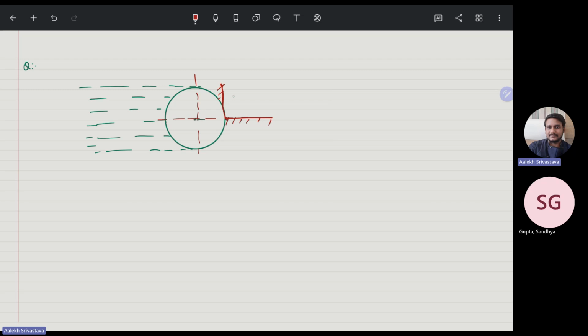And the question is, this is a cylinder, and on one side of the fluid, the radius of the cylinder is 3 meters. The reaction force we need to find out. We need to find out what is the reaction force, this R, and it is given that the weight is balanced by the vertical reaction force.